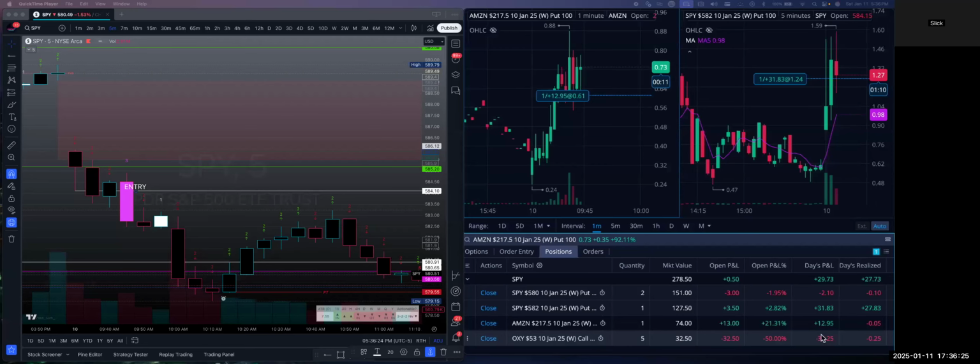What's up, gang? So I posted this short earlier today, and I just wanted to go over the trade real quick. This is the options chart, so nobody's ever confused.